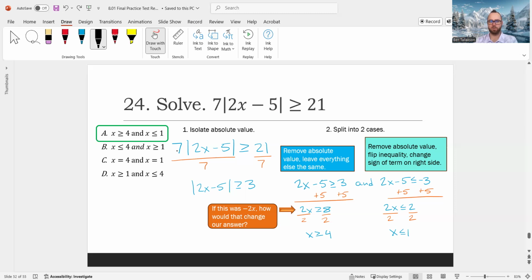And don't forget this rule too. If this was negative, you divide by a negative and this inequality sign would change. It would flip. That doesn't happen here, but it could in different problems.